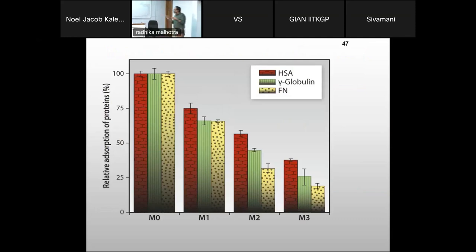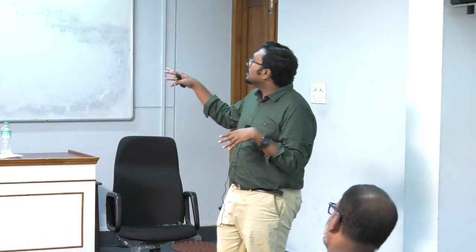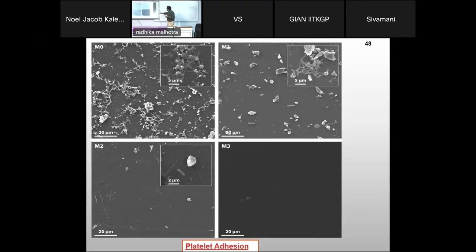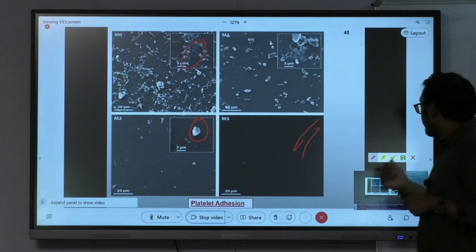We had done some more biocompatibility studies where we used human serum albumin and human gamma globulins for the relative adsorption. And this is the platelet adhesion. In the first image, you can see it's forming a fibrous network. Basically the platelets have adhered and formed a fibrin network. As the concentration of the multi-walled carbon nanotubes increased, it has spread out and formed a fibrous structure, but as the concentration increases, though there is adsorption, it has not formed this kind of fibrous structure. And here the total adsorption is much lower.